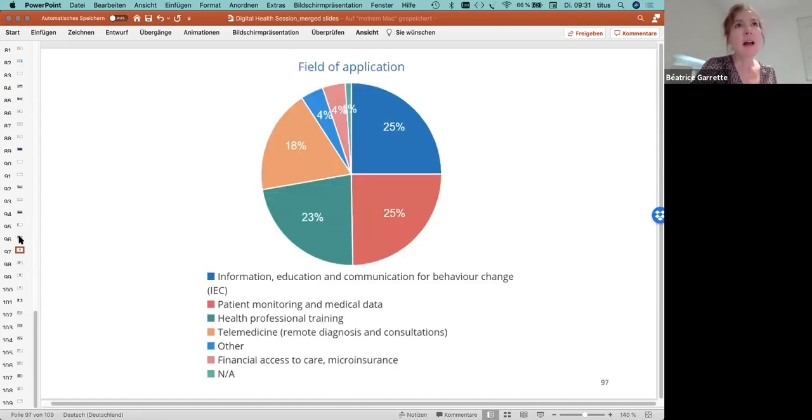Looking at the fields of application, you see it's pretty well balanced between initiatives targeting information, education, and communication for behavior change. A lot of initiatives are doing that, giving more information to people in the field of prevention. So good health information for every population, even people who sometimes can't read. And there is also one important thing about patient monitoring and medical data. And then another part is health professional training. And let's say the fourth important proportion is telemedicine, or tele-expertise, being able to bridge the gap caused by the lack of specialists in low-resource countries. And we also have some initiatives about financial care, micro-insurance, and also remote devices which allow specialized consultations. Next slide, please.